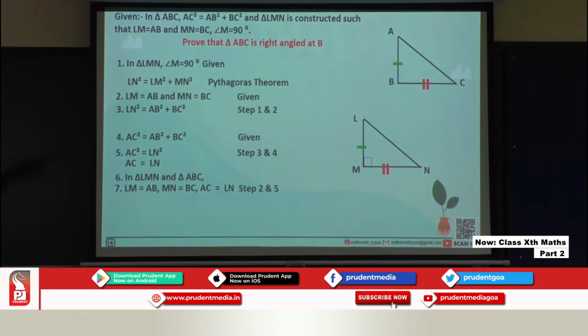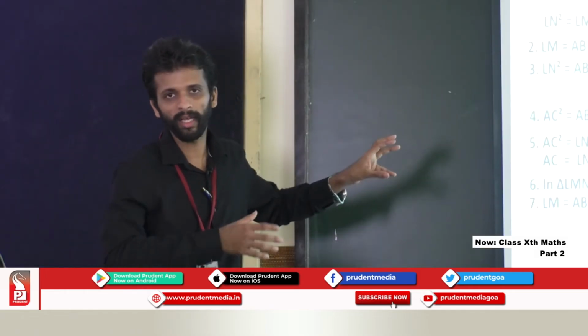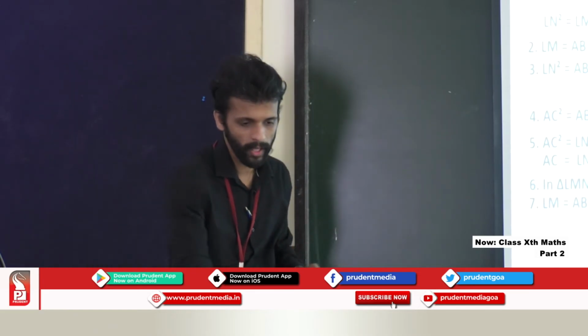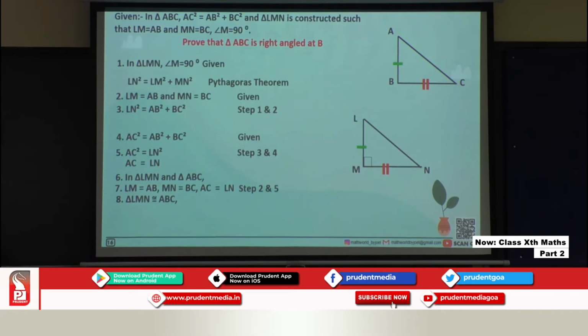Now, if all three sides of one triangle are equal to the sides of the other, then I can write, by the SSS test, these two triangles are congruent. Simple, right? So, triangle LMN is congruent to triangle ABC only because all the sides are equal. We are not talking about ratios over here right now, we are just talking about the sides being equal. So, when sides are equal, it is the SSS congruency test.